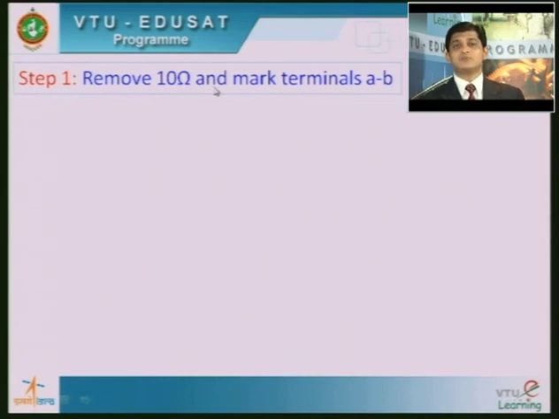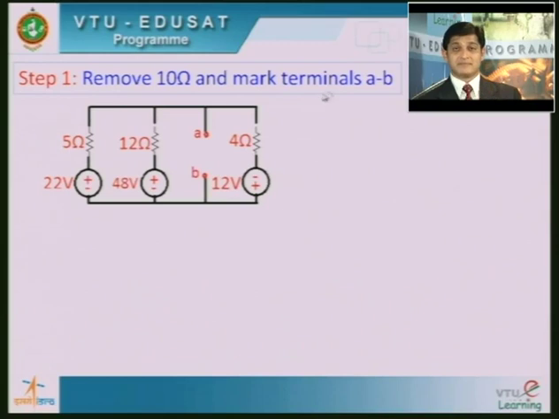Remove 10 ohms and mark terminals AB. So, why am I marking that as AB? It would be easier for us to refer to those terminals. Every time you can say open circuit terminals, or to be precise, you can say across the open circuit terminals AB. That is why soon after you avail those terminals, name them so that we can refer to them easily. Fine. So, what is it that we need to be doing?